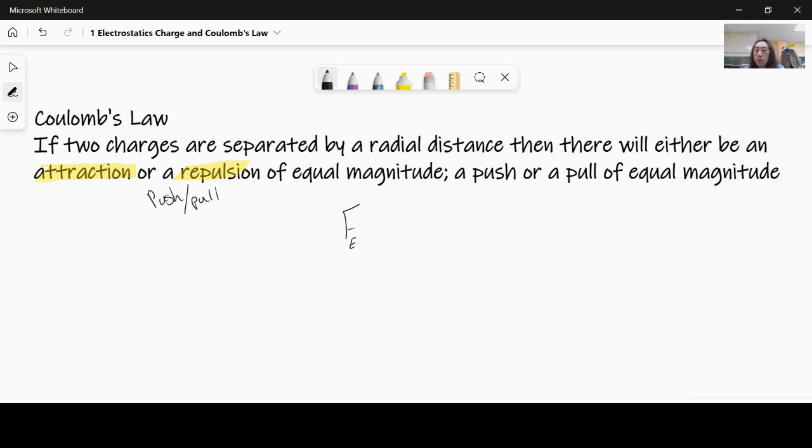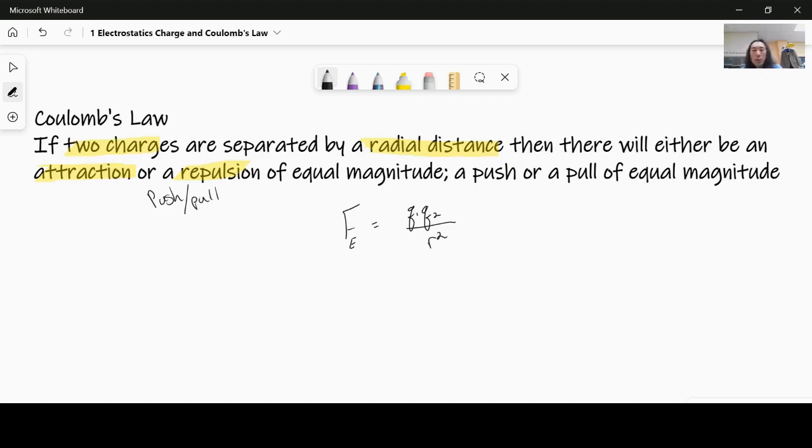All right, so we need two charges. The two charges are going to be represented as Q1 and Q2. So if you have two charges and they're separated by a radial distance, right? So let's get some highlighters there. Two charges separated by a radial distance. That radial distance is just the separation distance between the two objects, and we will represent that as r squared. Then there will either be an attraction or repulsion of equal magnitude, a push or a pull.